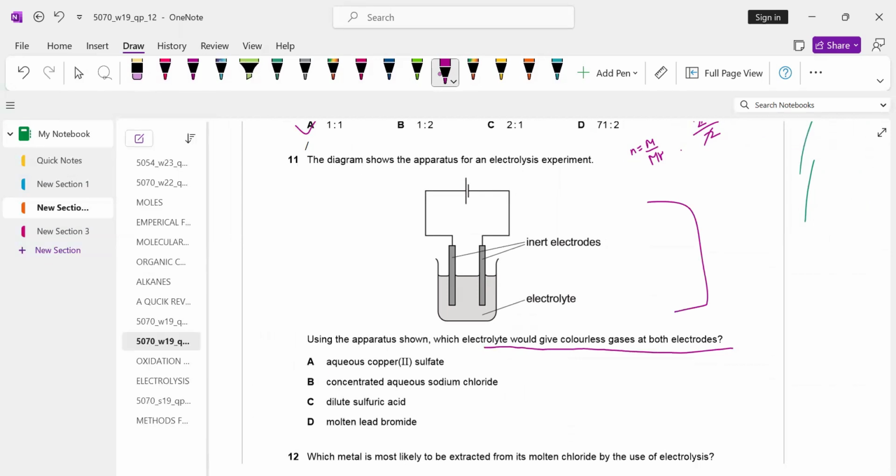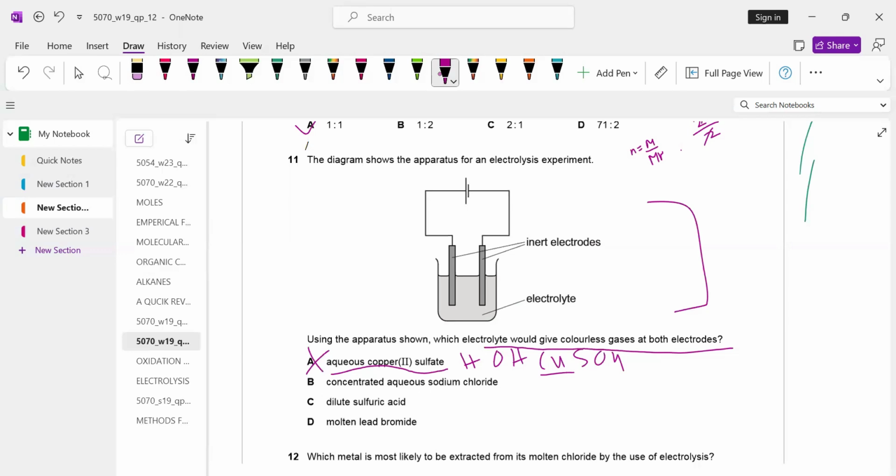So the first is aqueous copper sulfate. Aqueous copper sulfate has H ions, OH ions, copper ions, and sulfate ions. The gas produced at both electrodes should be colorless. Copper will go to the cathode as it comes below hydrogen in the reactivity series. So option A is incorrect.